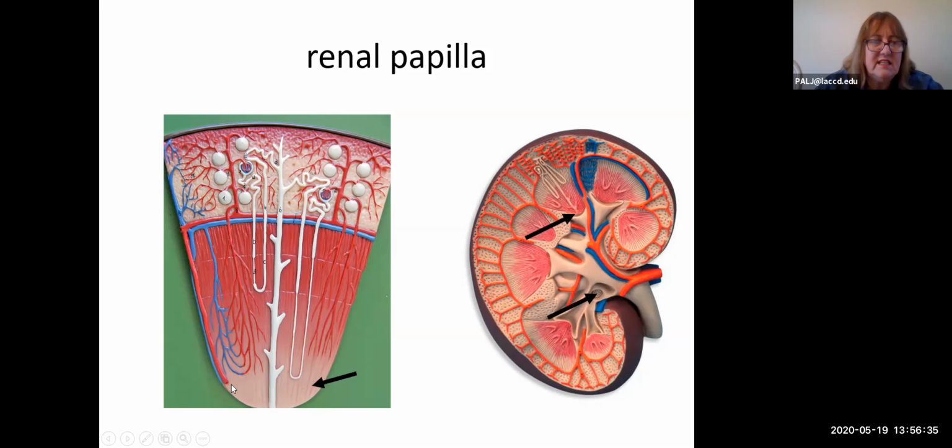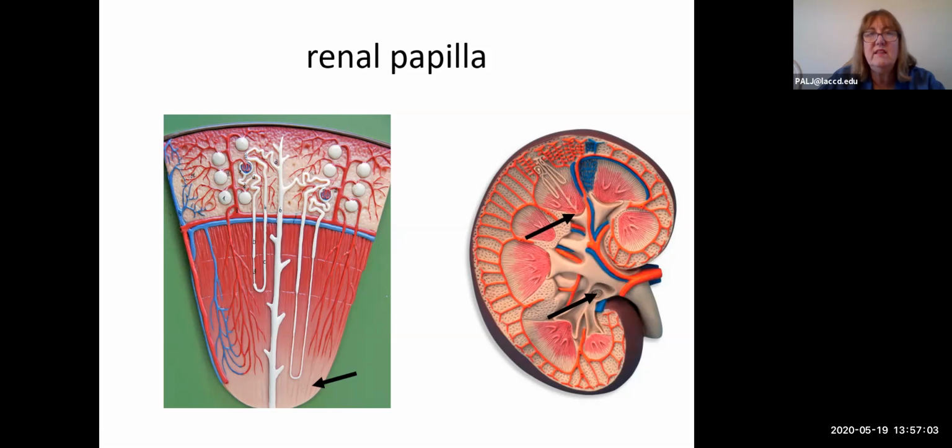And then the deepest part of the renal pyramid, this part right down here, is known as the renal papilla because it's through the renal papilla that urine's going to be dumping. And so it is this pointy part here. And then on this model over here where you can see all the little openings come in, those are all the little openings coming from the renal papilla as well.